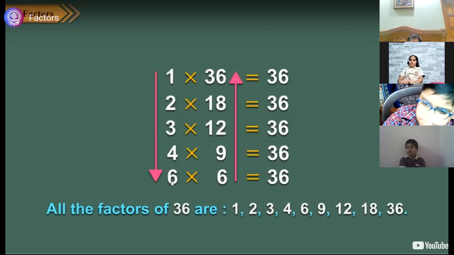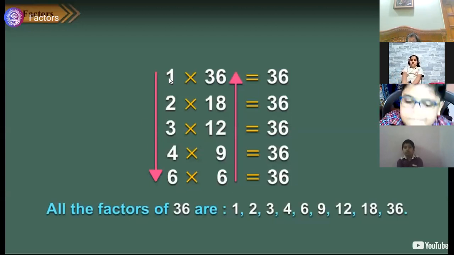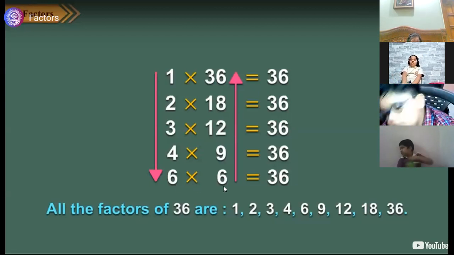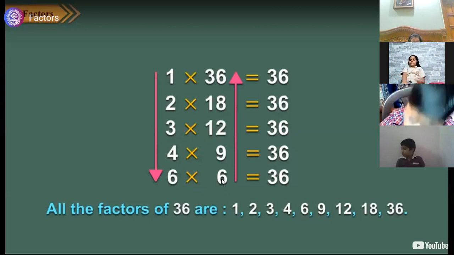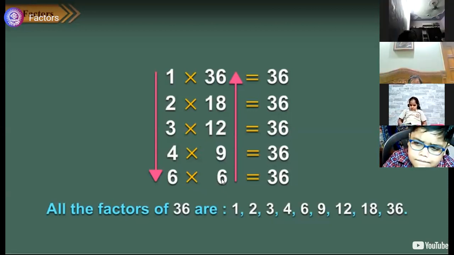Beta, we are moving, means we are arranging the numbers in ascending order. So we are moving from 1, 2, 3, 4, 5, 6, and then from bottom to top. Then we are going to take 6, but we are not going to repeat 6, so we take 6 only one time. Then 9, 12, 18, and 36. Clear? These are the factors. Okay, students? Now we are going to continue.